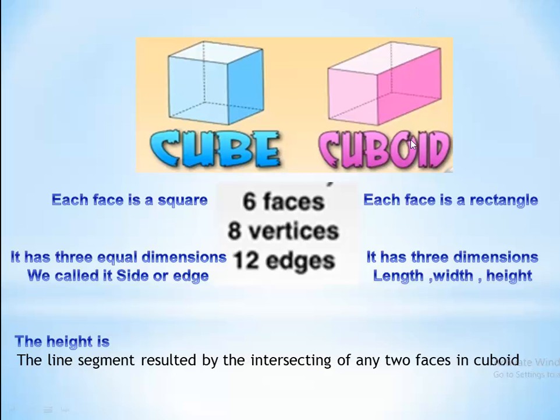What is the meaning of height? The height is the line segment which results from the intersection of any two faces, like these two faces. Okay, we have this intersection, so this is the height.